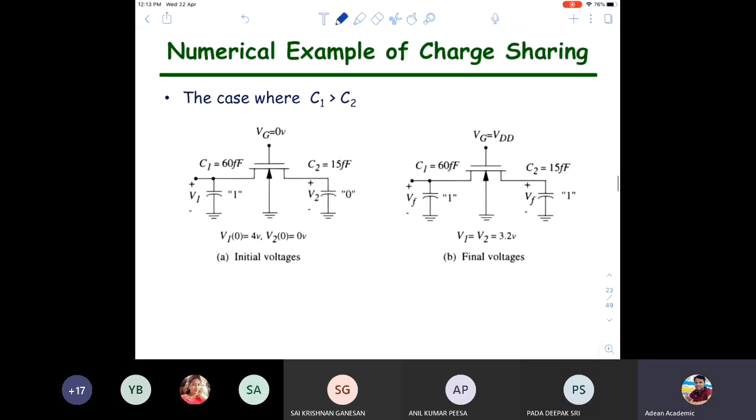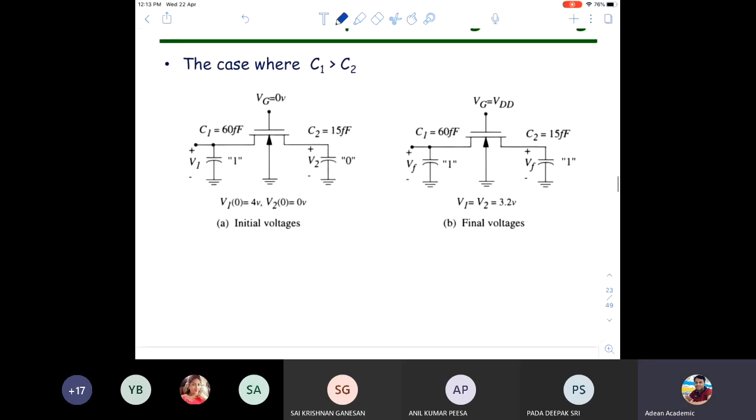Now we'll take a numerical example. Now C1 is greater than C2. So I have taken an example of C1 is 60 femtofarads, C2 is 15 femtofarads. Now, the initial value V1 of 0 is 4 volts, V2 of 0 is 0 volts.